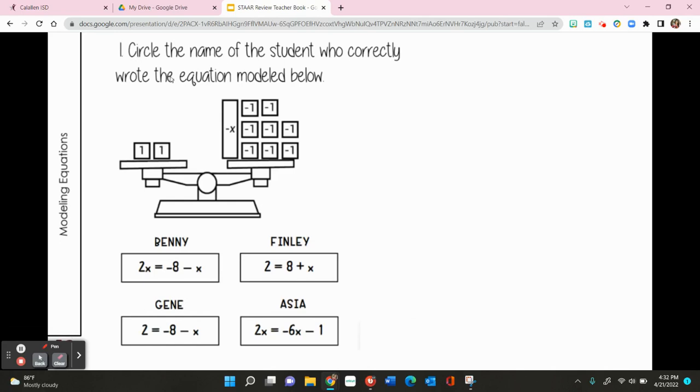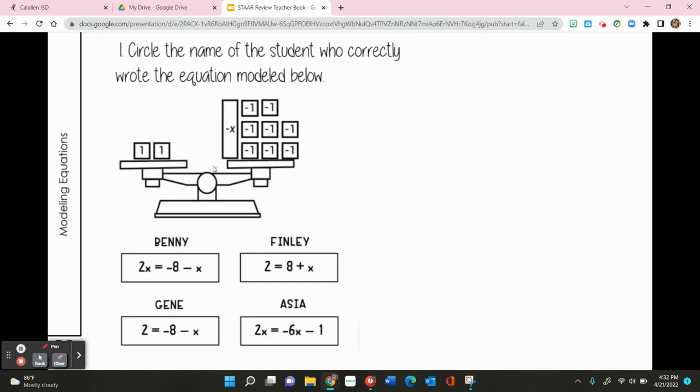Now we're going to go ahead and look at number 1. So for number 1, it says we are modeling equations. So we're going to circle the name of the student who correctly wrote the equation modeled below. So here they've given us a picture and we are literally seeing how many ones and how many x's we have, and we're creating an equation.